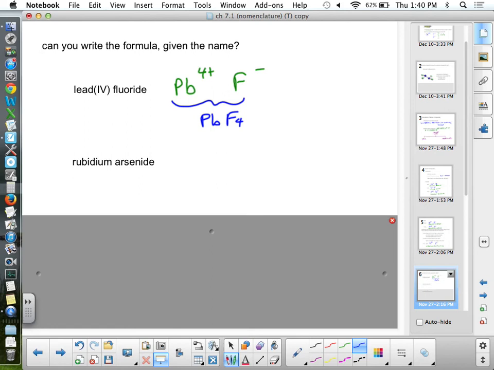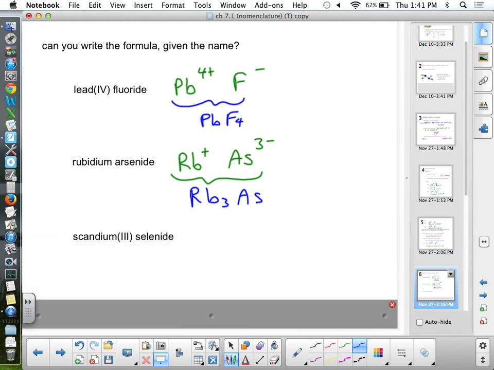Rubidium arsenide, I can do the same thing. Rubidium is a group 1 metal, so it only ever forms a cation with a single positive charge. Arsenide: arsenic is a metalloid in group 15. It will gain 3 electrons to form the configuration of the next noble gas, As3-. Using the principle of electrical neutrality, I get the formula Rb3As.